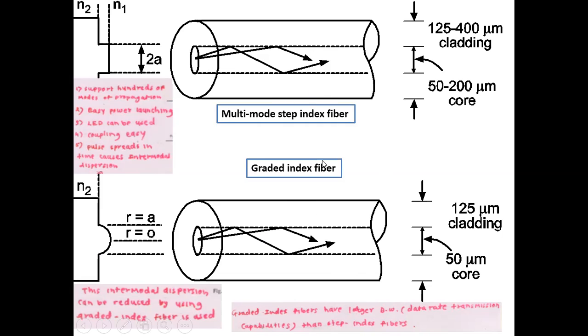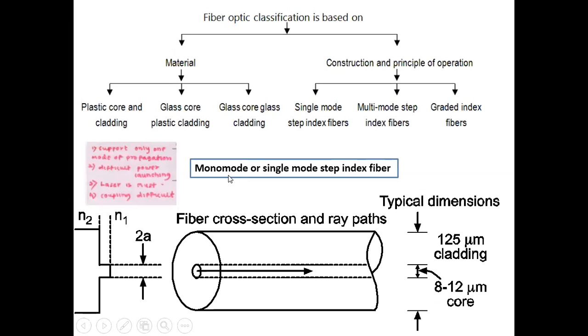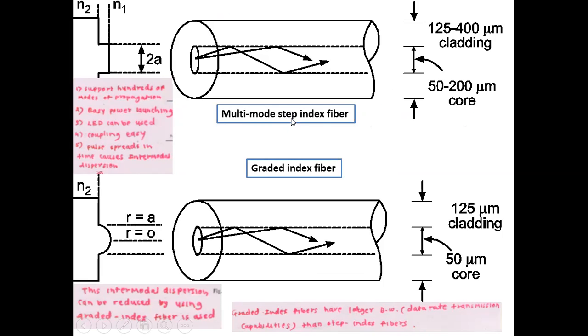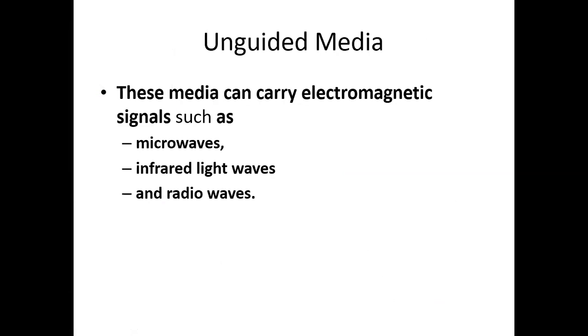So such types of fibers we have now seen. First, we saw monomode or single mode step index fiber. Then second, we have seen multimode step index fiber, and third is graded index fiber. So these are the different fibers, based on the principle of operation, used in fiber optic communication.